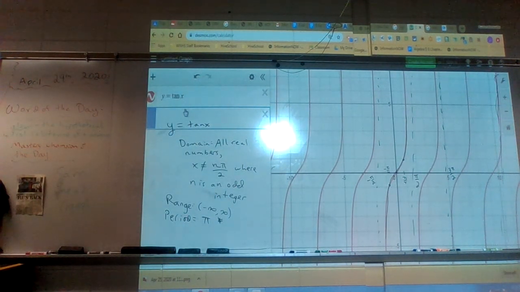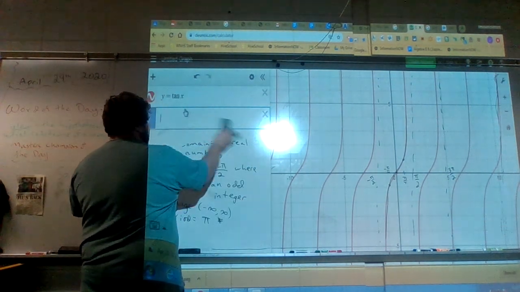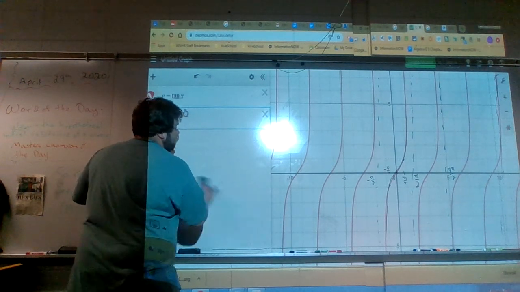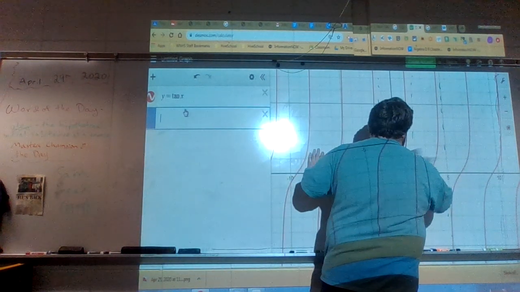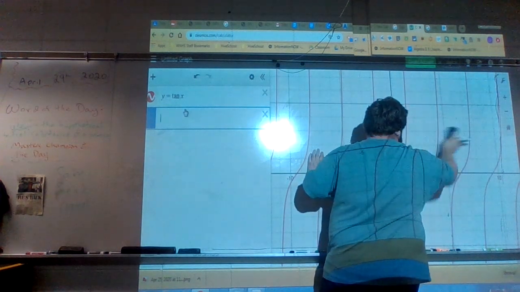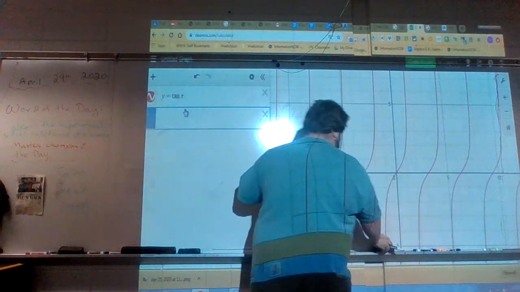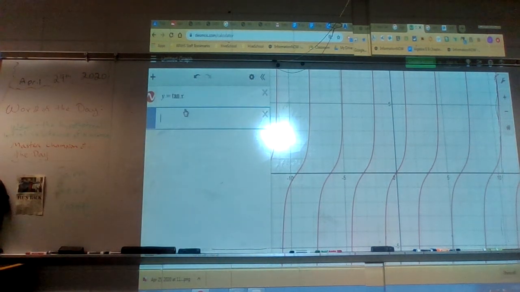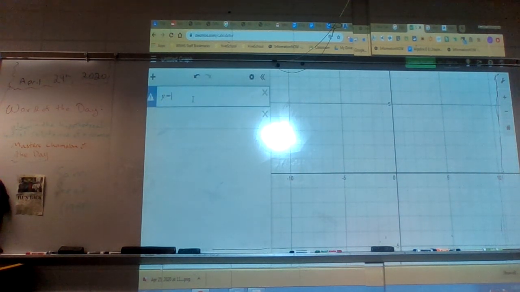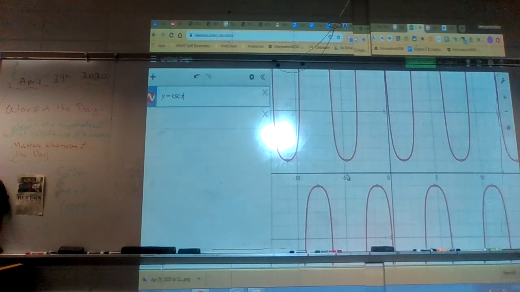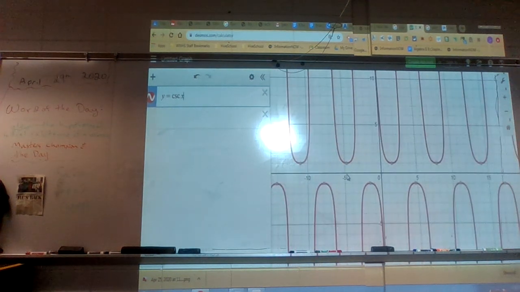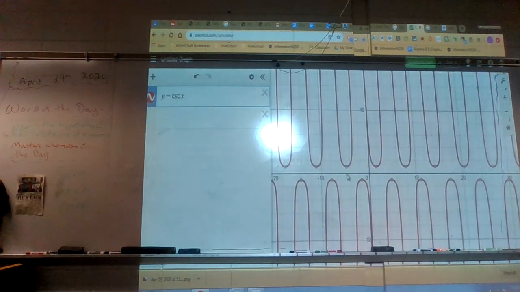Okay. Well, what do the other graphs look like? I'm just going to show you real quick. And I wouldn't spend a ton of time thinking about these graphs. But you should at least be aware of what they look like, though they're not a key part of this. Okay, so cosecant x. Now, how on earth does that graph happen? That looks a little mysterious.